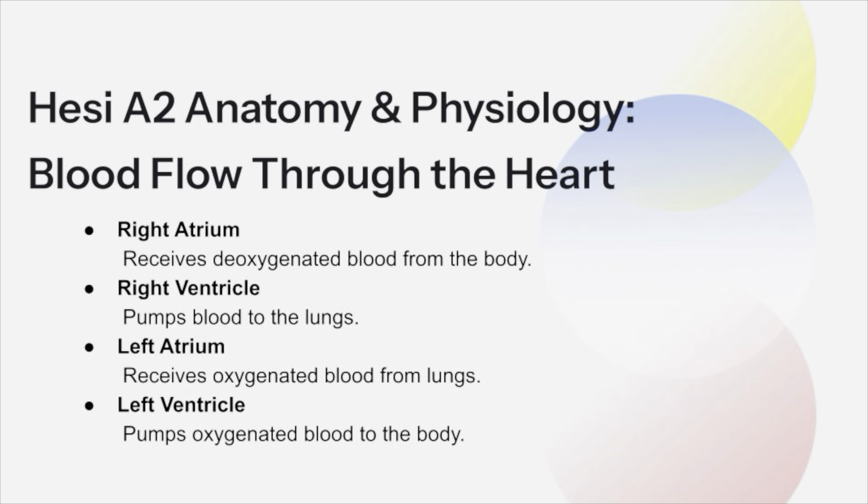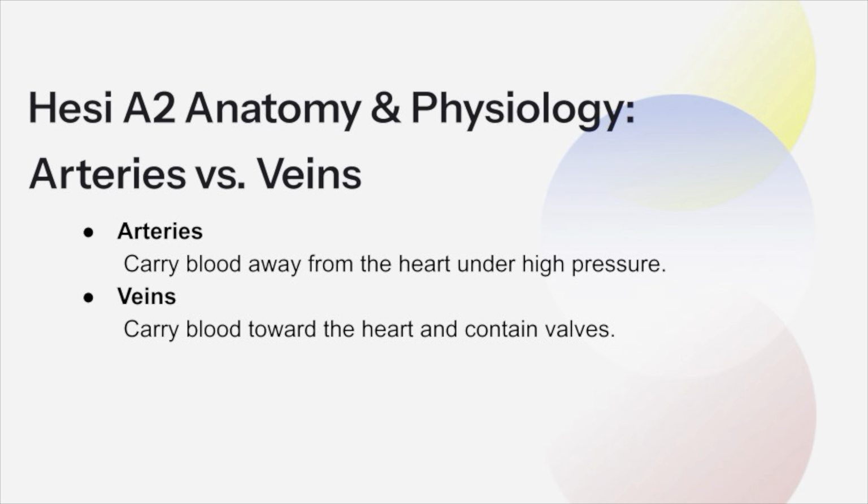the heart. So make sure you understand blood flows from the body into the right atrium, then to the right ventricle, then to the lungs. From the lungs, it goes back to the left atrium, then to the left ventricle, and then back out to the body. Now you want to understand the difference between arteries and veins.